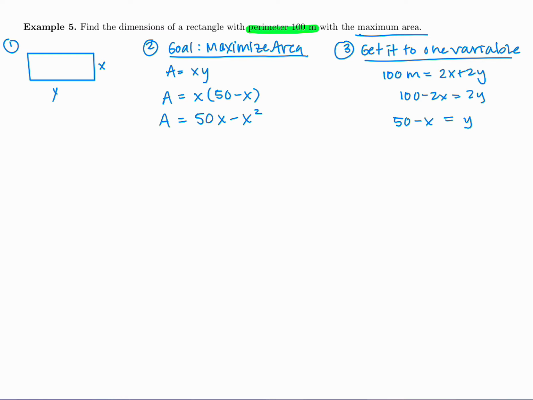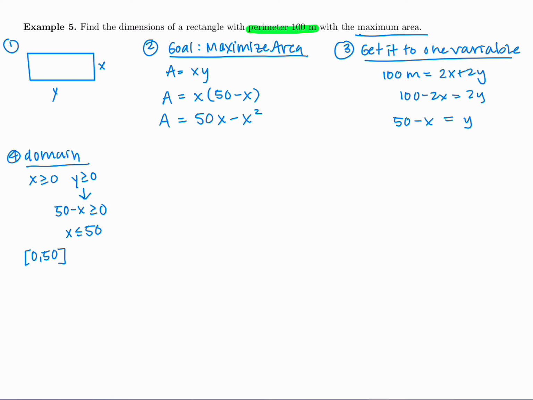Let's find a domain. So, this is a rectangle that has to have some sort of area. So our x needs to be greater than or equal to 0, and our y needs to be greater than or equal to 0. We're in terms of x's, so we can leave the x, but for y, we would say 50 minus x is greater than or equal to 0, because remember, that's what we just found y to equal. And so what does that tell us? Rearrange, and that says that x has to be less than or equal to 50. So x has to be greater than or equal to 0, but less than or equal to 50. That tells me I have the interval 0 to 50.